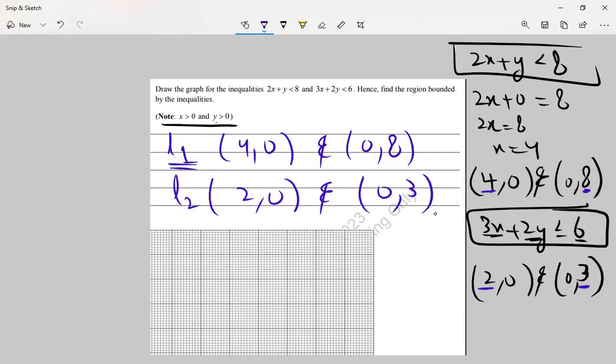One more thing: if the inequality has less than or equal to, or greater than or equal to, we always draw a solid line. When we have only less than or greater than, we draw a dotted or dashed line, whatever you want to call it. I'm stopping the screen and moving toward the whiteboard.